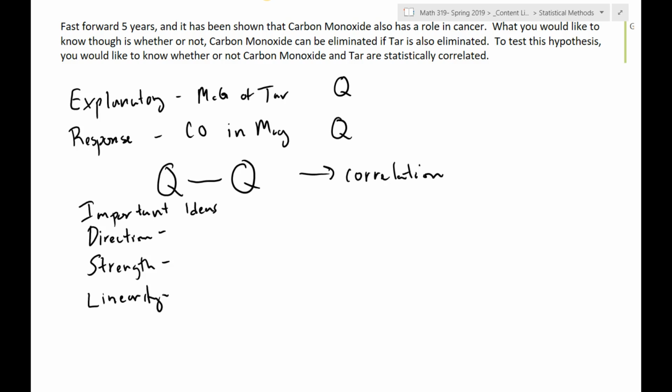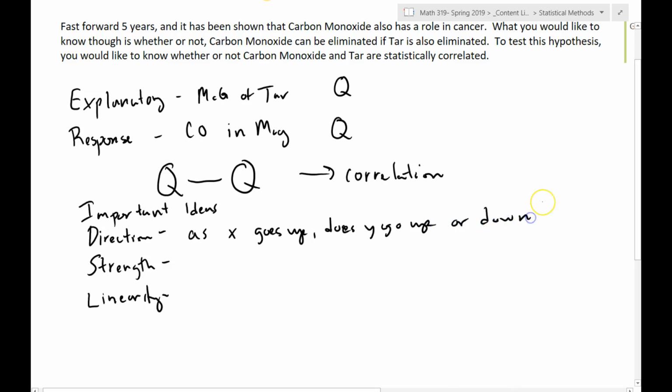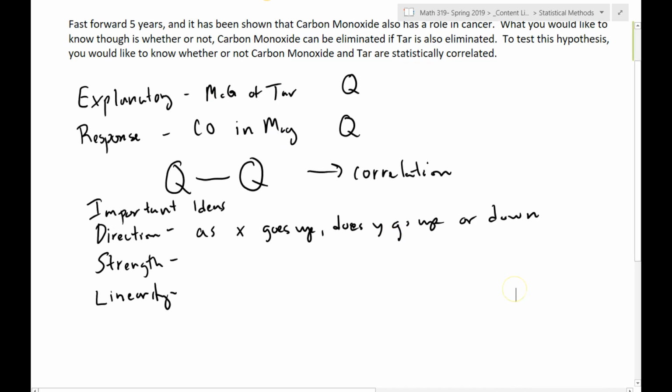Now, the direction tells me whether, as X goes up, does Y go up or down? So as we increase our explanatory variable, X, what happens to Y? Does Y go up or down?